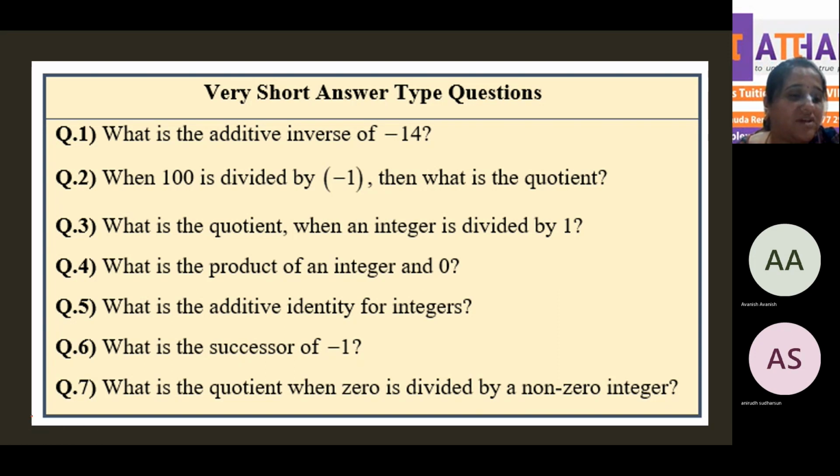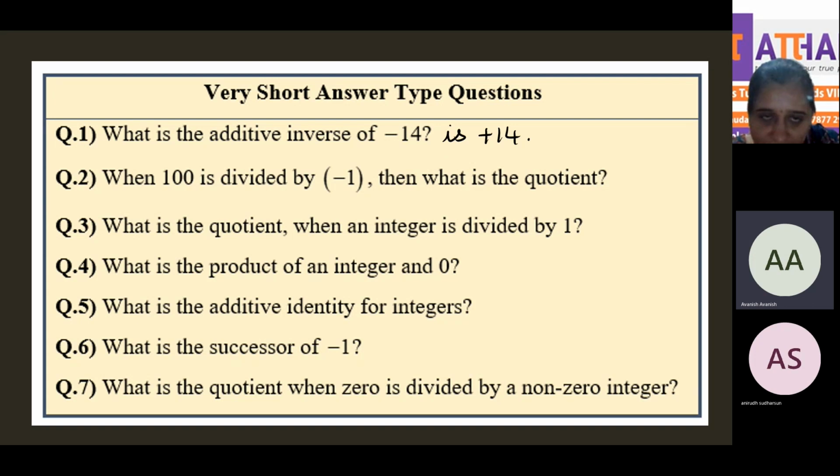Anirudh, what's the answer for the first one? Read the question and answer it. What is the additive inverse of minus 14? The additive inverse of minus 14 is 14, ma'am. It is plus 14. Very good. And what is the additive inverse of plus 14? Minus 14, ma'am. Very good. So you must write it in a sentence fully. The additive inverse of minus 14 is plus 14. Very good, Anirudh.